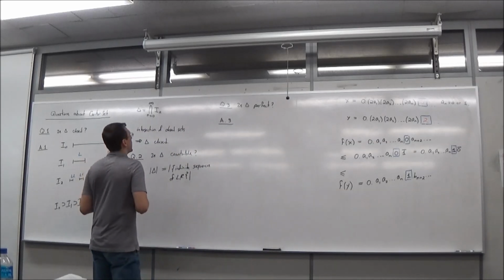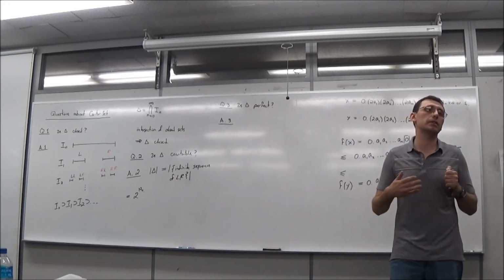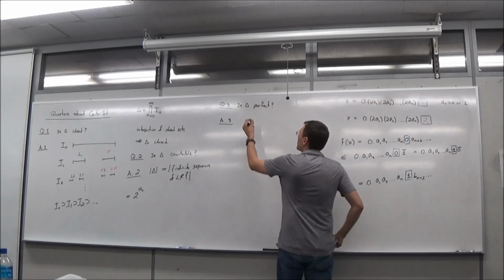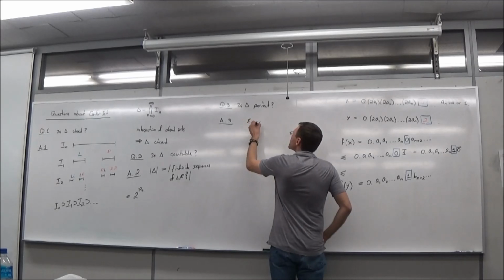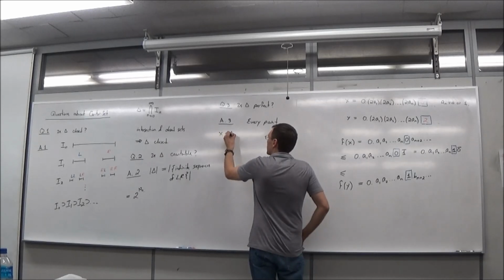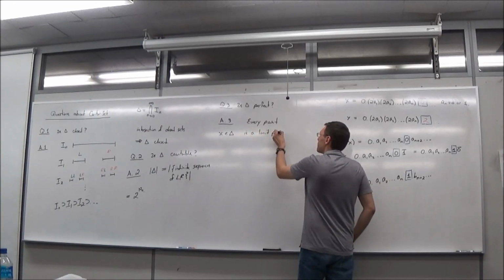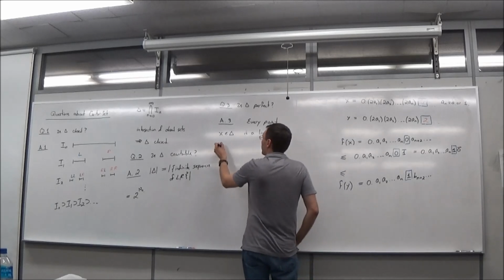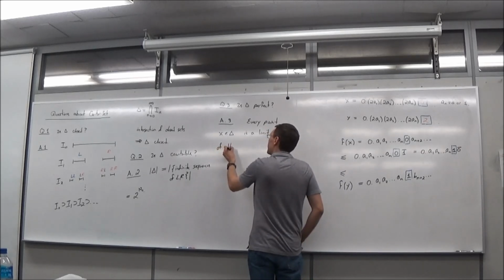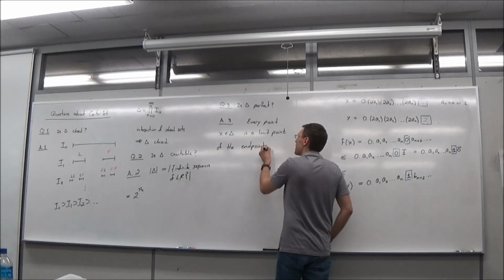What I'm going to claim is that every point in the Cantor set is a limit point of its endpoints, of the right, left. So every point x, which is a Cantor set point, is a limit point of the endpoints. Okay?